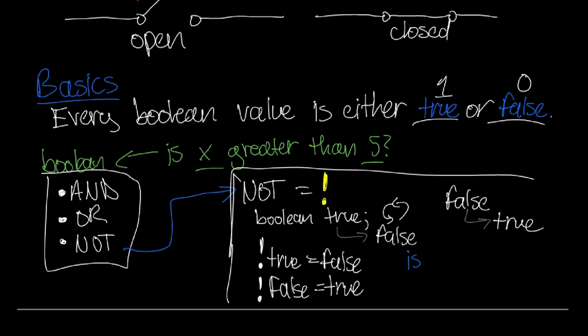Let's say you have a variable named isLoggedIn. Well, if you want to check if someone is not logged in, all you're going to do is put an exclamation point before it, and we're going to say if not isLoggedIn, then you can do whatever operation you want below this. Pretty self-explanatory. Not simply just flips it from true to false or false to true, or you can think about it as 1 to 0 or 0 to 1.